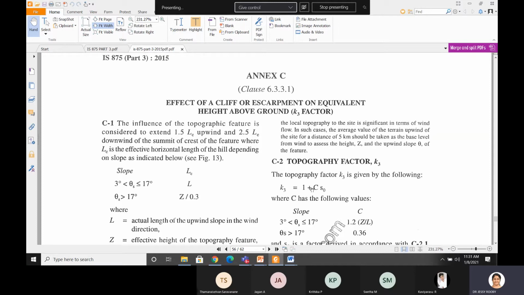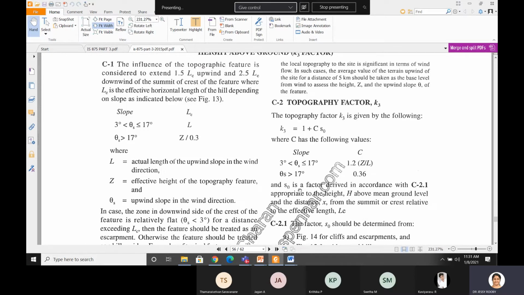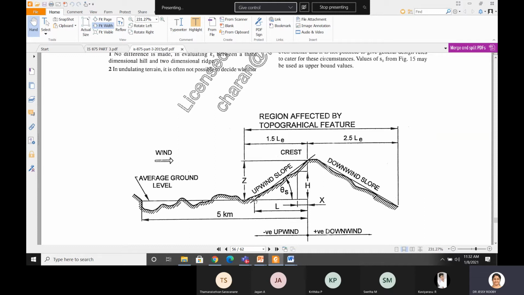K3 is equal to 1 plus C into S naught, where C has the following values. If theta is between 3 and 17 degrees, C is equal to 1.2 Z by L. If theta is greater than 17 degree, your C value is 0.36. What is Z and L? How to calculate L? How to calculate Z? All these are explained here, from this diagram.